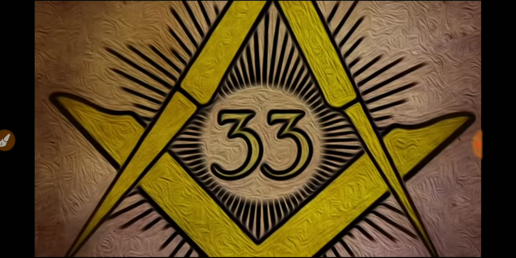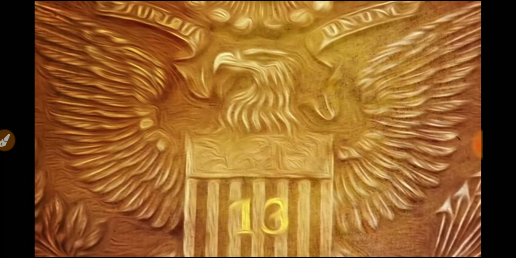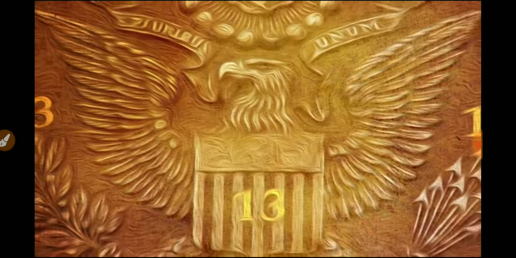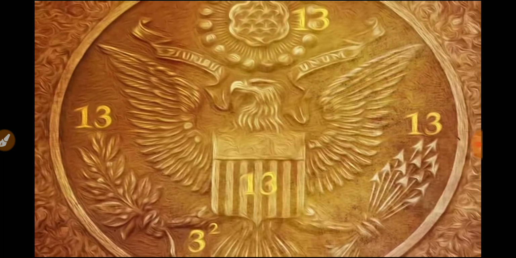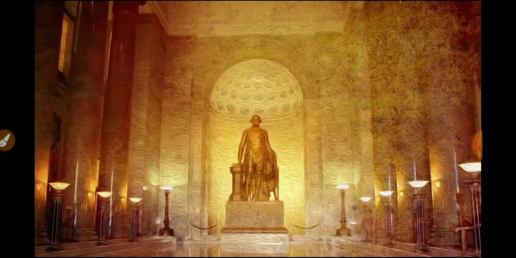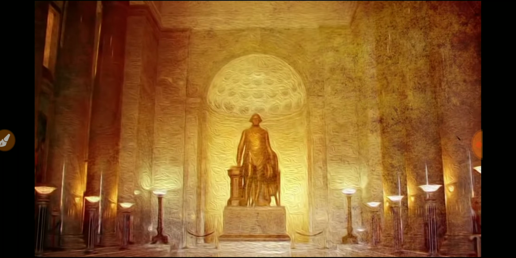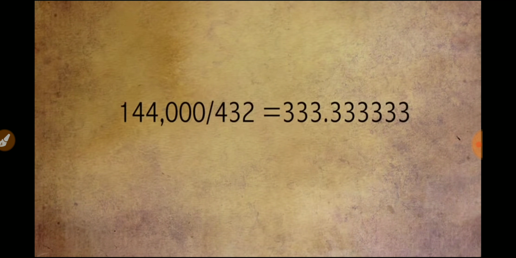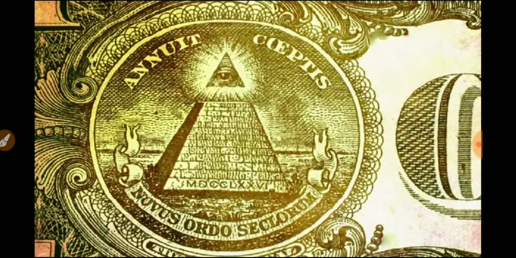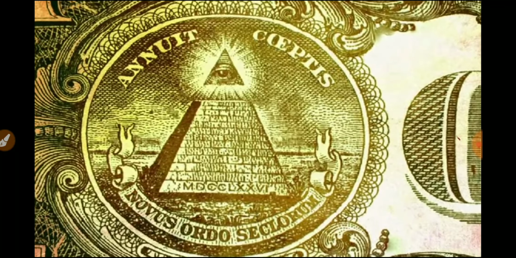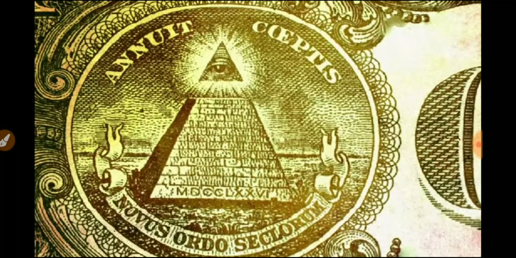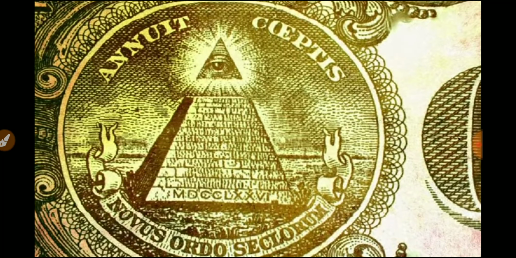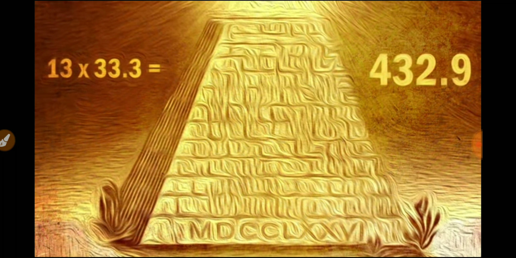The earliest Masons, the supposed keepers of sacred information, also aware of the Factor 9 grid, the 432 key, and the number 144,000, their infatuation with the numbers 3 and 13 might be telling. For instance, if you divide 144,000 by 432, the answer is 333.3 to infinity. Or take a look at the back of a dollar bill. That famous unfinished pyramid could be revealing some interesting clues. For instance, there are 13 steps climbing the pyramid, and 13 times 33.3 is 432.9.